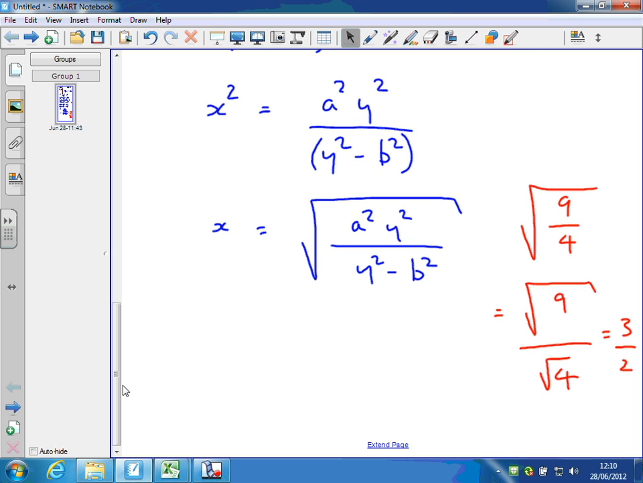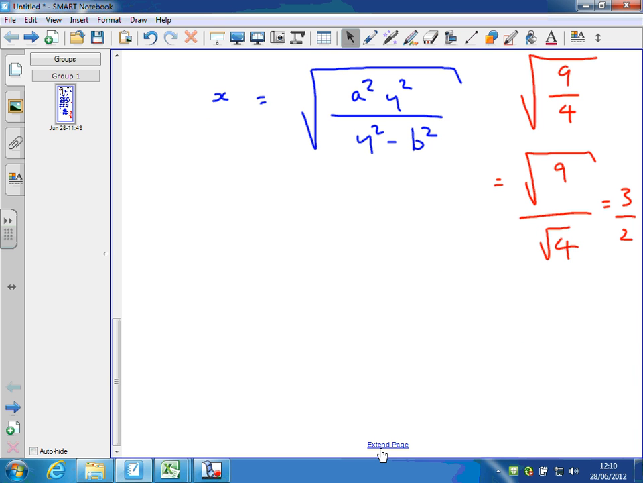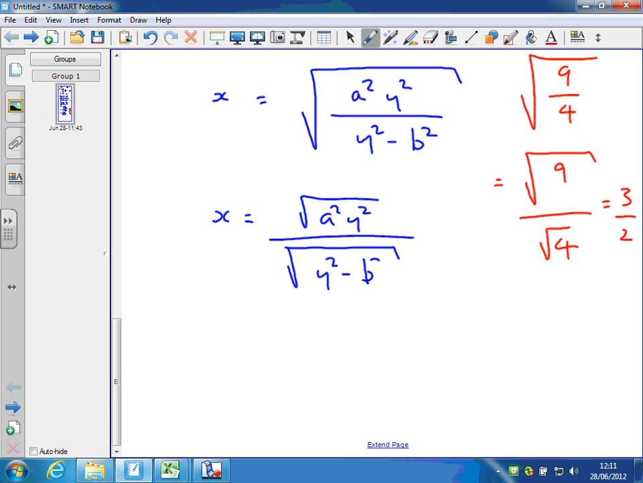So we can use that idea here to simplify this a little bit. So x equals the square root of a squared y squared over the square root of y squared minus b squared. And you can see why this helps, because the square root of a squared is just a, and the square root of y squared is just y. So that means that x equals ay over the square root of y squared minus b squared, which is the answer in the text.